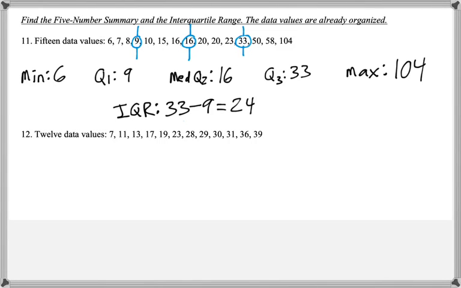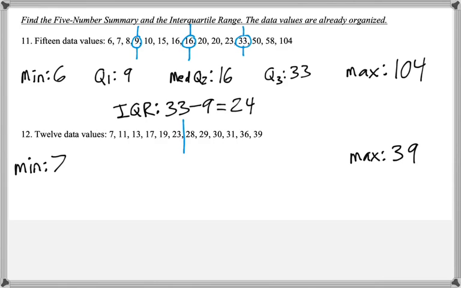On the next question, we have 12 data values. The min is going to be 7, and the max is going to be 39. Now, because we have an even number of numbers, the middle of the data is going to be right here.